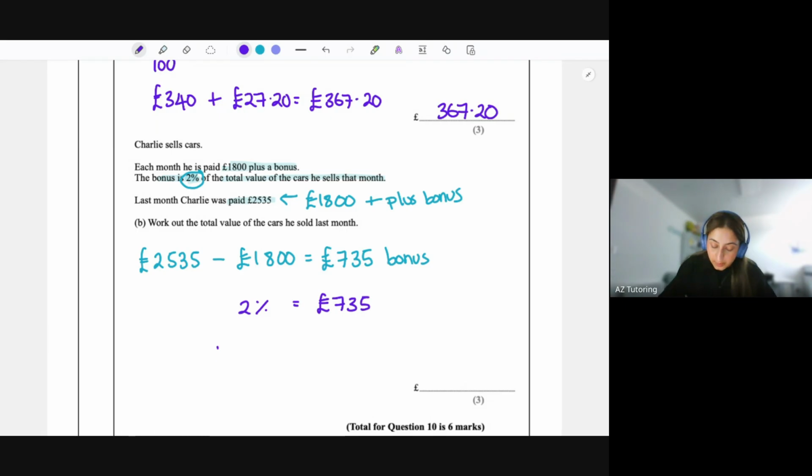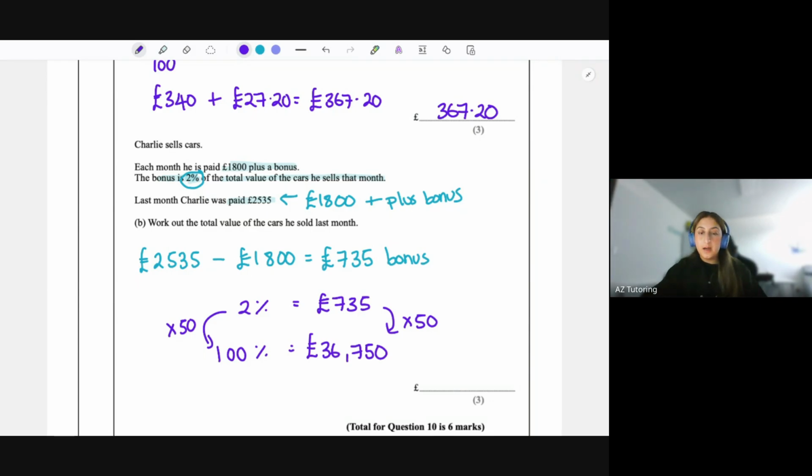So I'm going to convert it to 100%. 2% to 100%, you times by 50. £735 times by 50 is 36,750. So that's the total value of the cars he sold last month.